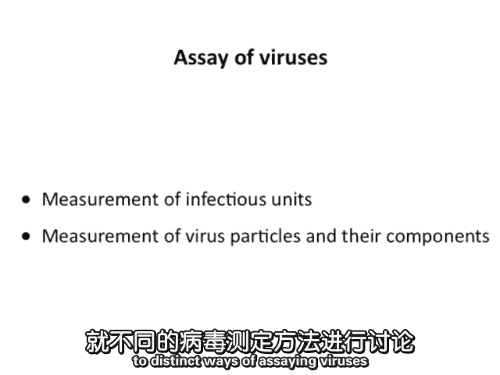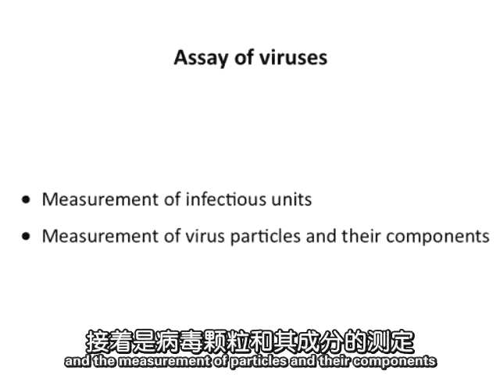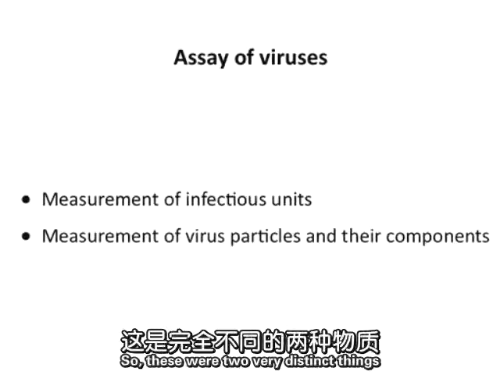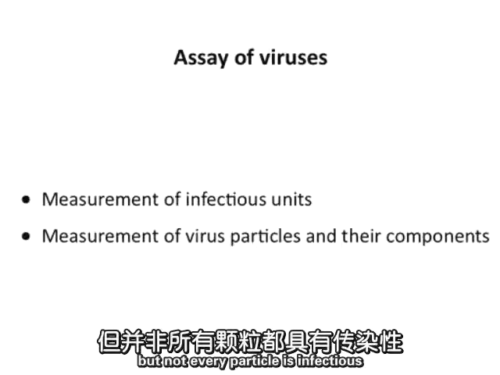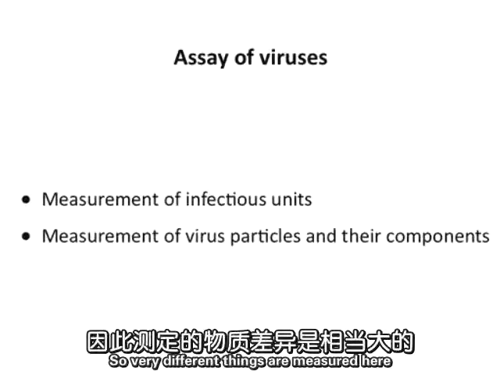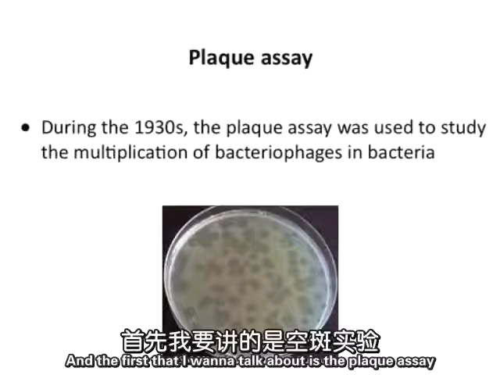There are 2 distinct ways of assaying viruses. First, the measurement of infectious units, infectious virus particles, and the measurement of particles and their components. So these are 2 very distinct things. An infectious virus is a particle, but not every particle is infectious. So very different things are measured here. And the first that I want to talk about is the plaque assay.